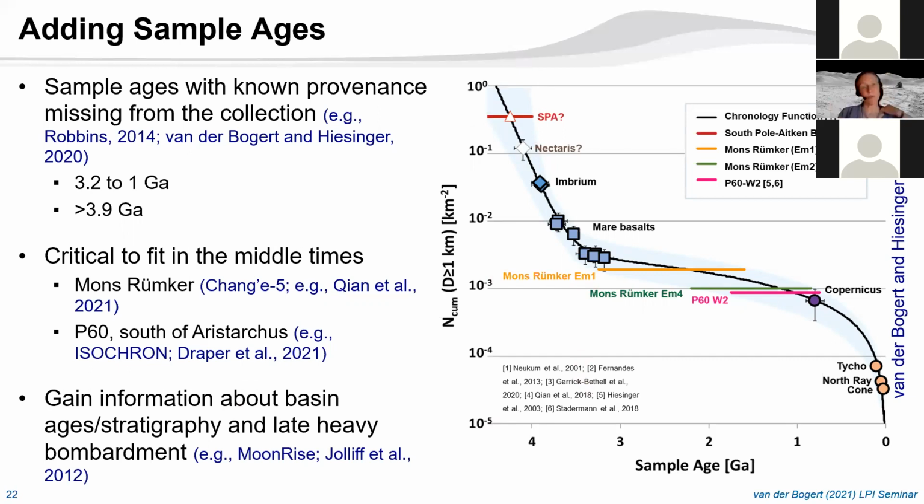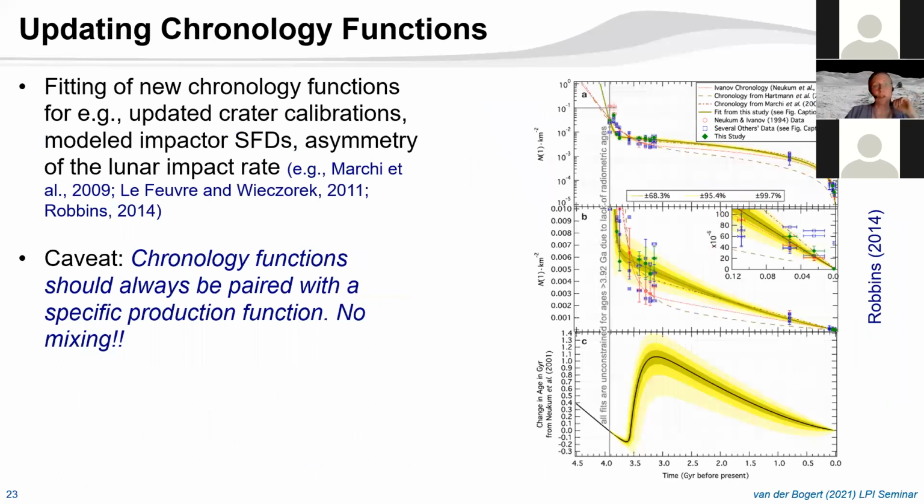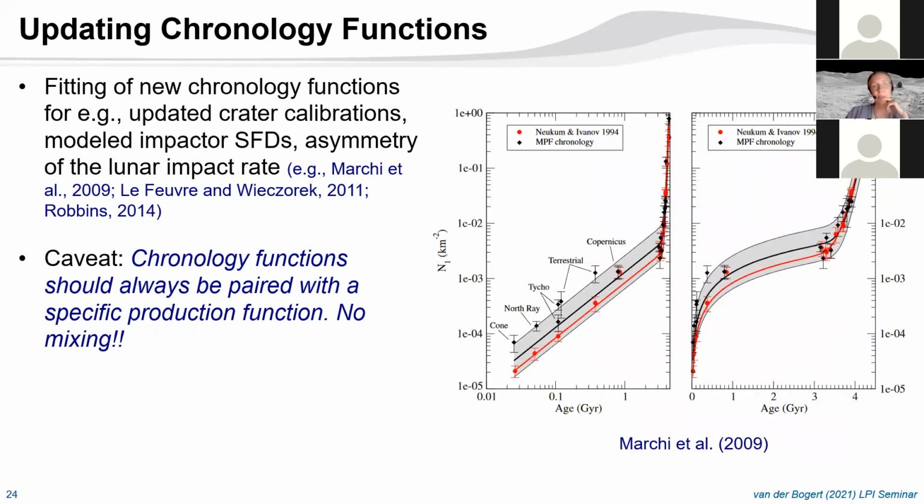Okay, and I mentioned just briefly earlier that you can update chronology functions. And here's the example for Stuart Robbins' function that he updated using the data set that he collected. Again, chronology functions should always be paired with a specific production function. And then, as I mentioned earlier too, Marky had made his own production function using the modeled size frequency distribution of impactors. And then he produced a chronology function that is paired with that production function.